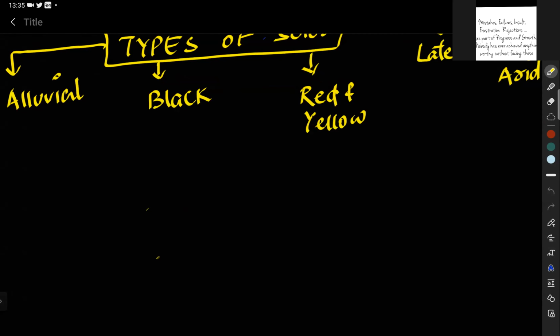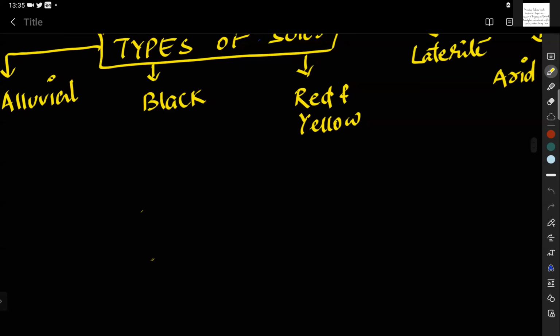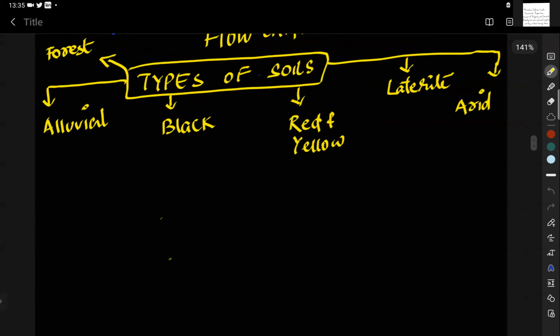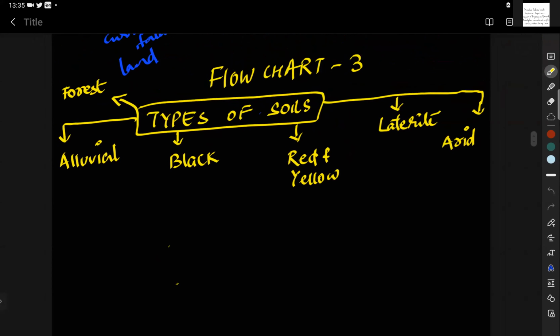Can you scroll down? Just a second. We are doing flowchart 3, types of soils: alluvial, black, red, yellow, laterite, arid, and forest. So first we'll write about the alluvial soil. Okay.